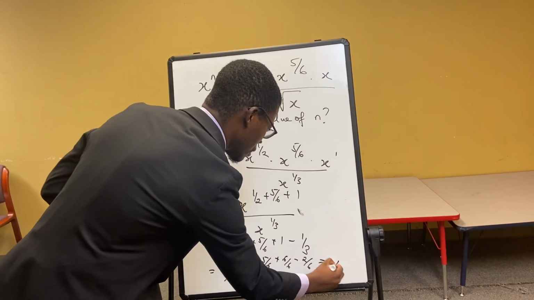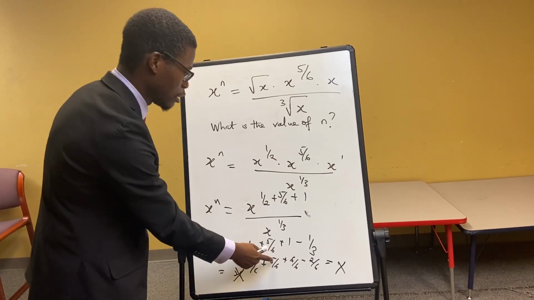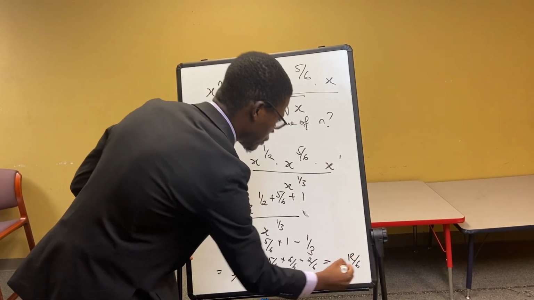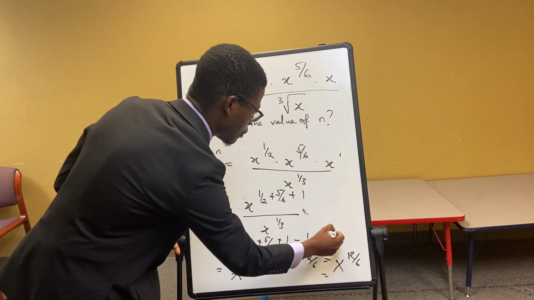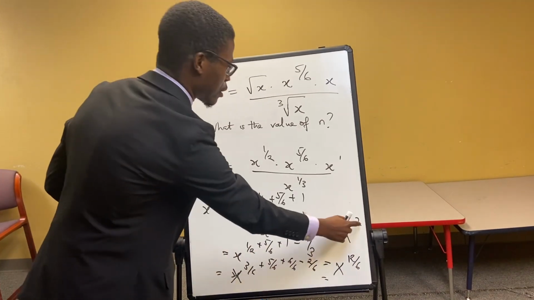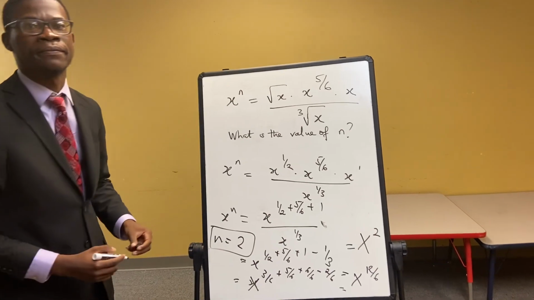So this becomes x to the power of 3 plus 5, 3 plus 5 is 8. 8 plus 6 is 14. 14 minus 2 is 12. Divided by 6, this becomes, let me write this here, x squared. So x to the power of n is x squared. What does that mean? n is 2. And that's what you got.